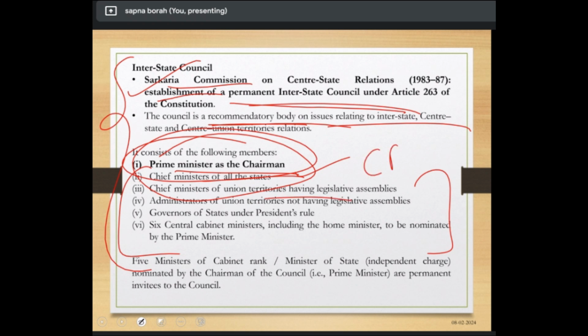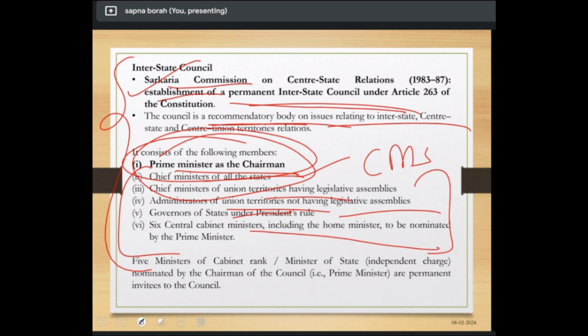basically all Chief Ministers, the Prime Minister, and also administrators of some Union Territories. We know that where legislative assemblies do not exist, there is no CM, Pondicherry or Puducherry for example, Delhi for example. These Union Territories have only a lieutenant governor, I'm forgetting the main term, so like that governors will be there. Then we have 6 cabinet ministers.